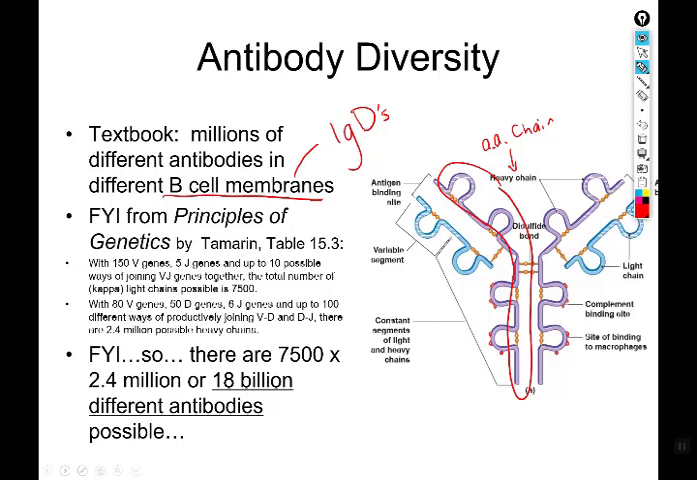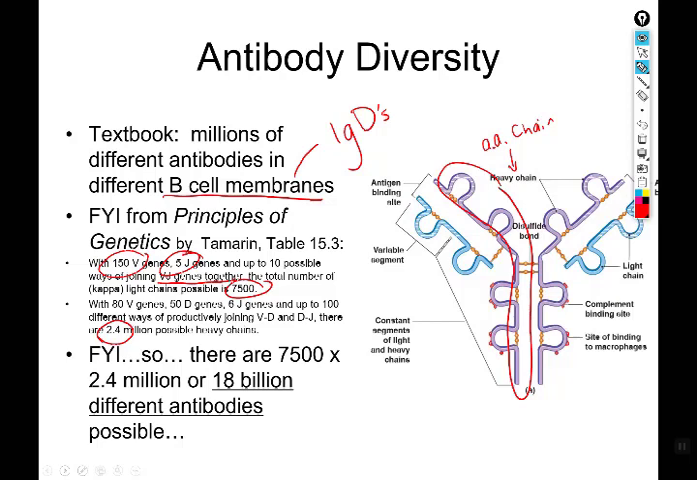So there's 150 V genes, 5 J genes, and 10 different ways of joining the V and the J's together. So this is post-transcription modification, so alternative splicing. The total possible number of light chains is 7,500. The total possible number of heavy chains, probabilistically, is 2.4 million.